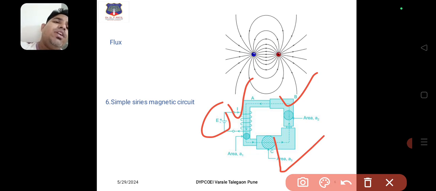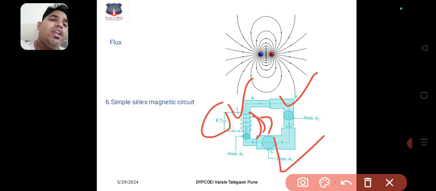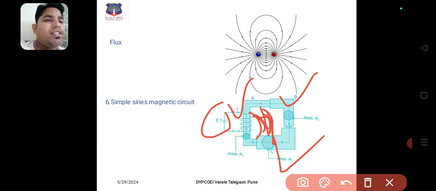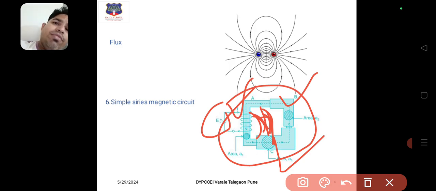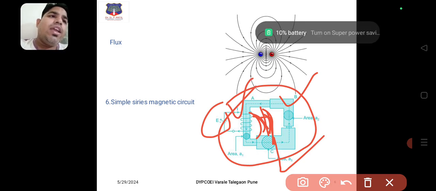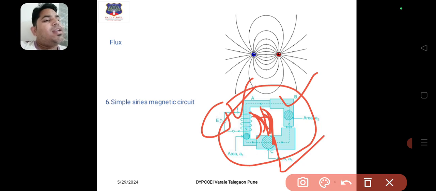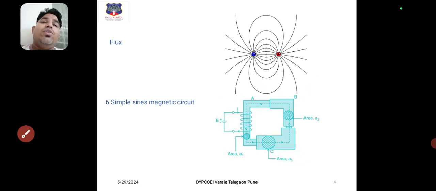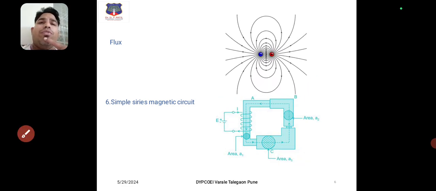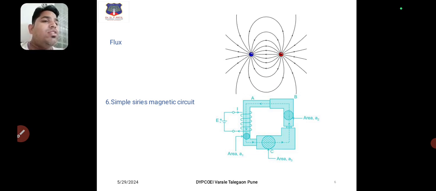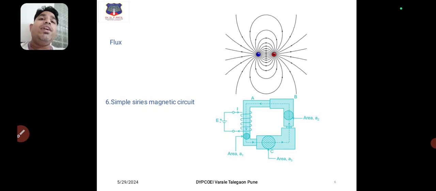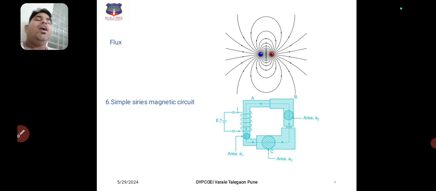When supply is fed to that winding or coil, the same flux is generated, and the same flux passes through the entire coil, that is, coil A, coil B, and coil C. We have to find the formula for the reluctance. So what is the same? Current is the same, which means flux is the same. What is different? The mmf is different.